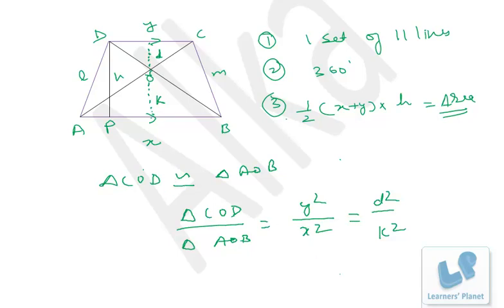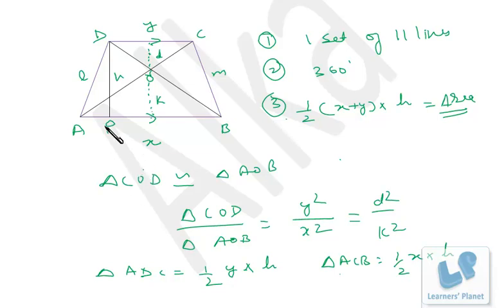Now here in this case, if I consider triangle ADC, what will be the area of triangle ADC? That's half base into altitude. So what's the base? That's y, and the altitude is h. So the area of triangle ADC is equal to half y into h. Now what is the area of triangle ACB? Half base, that is x, and the altitude is h.